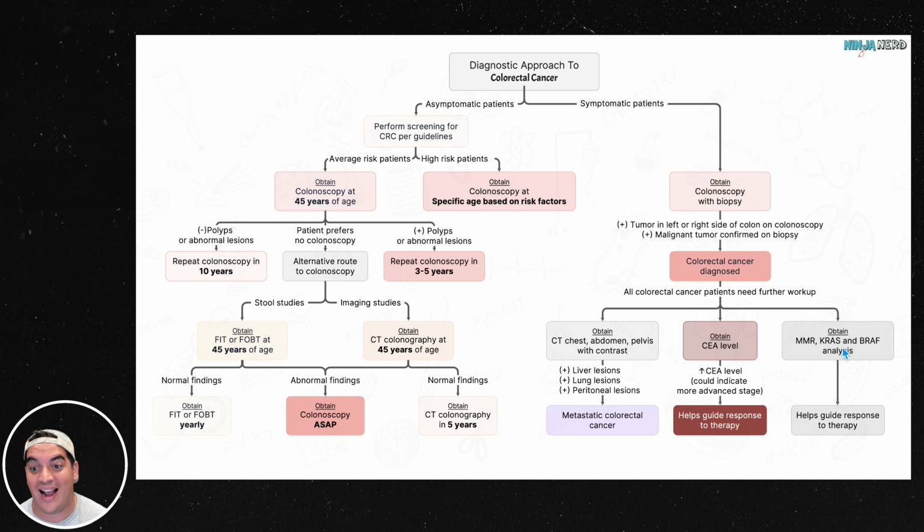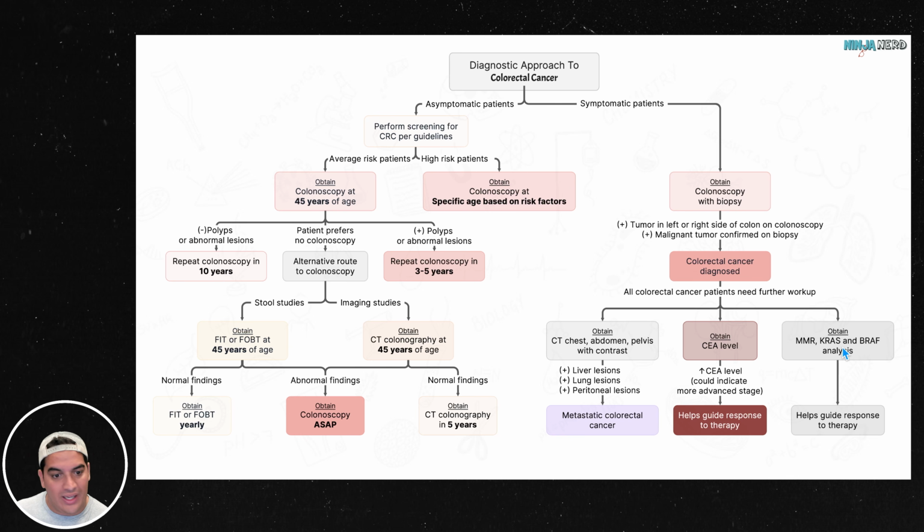If they have high risk factors, and what are the most important ones? A family history. You got to do it at 40. And if their family member was diagnosed at a young age, then you can go 10 years before they were diagnosed with that cancer. All right. Another one is FAP. We'll do it every year, 10 to 12 until they get a colectomy. And the third most important one is IBD. You're going to do that again 8 years after the diagnosis of pancolitis or 12 to 15 after the diagnosis of left-sided colitis. All right.